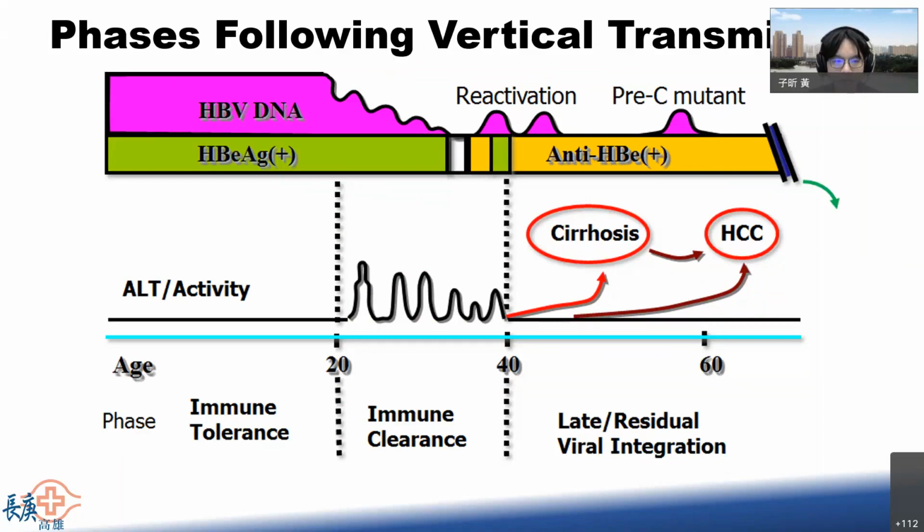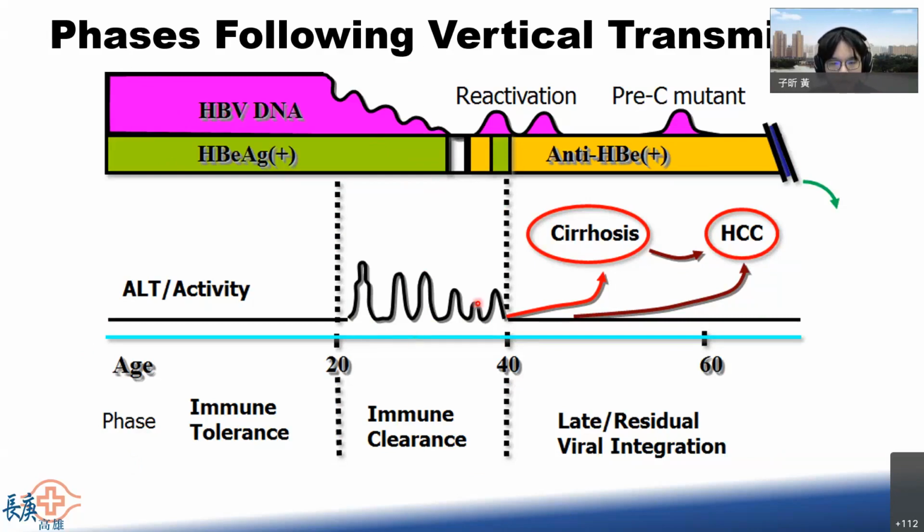That was the horizontal transmission. This is a vertical transmission. For example, a child who is born to a mother with HBV. So HBV DNA is usually very high if the child is initially vertically transmitted, perinatal transmission. And then after about 20 years, the patient may have episodes of hepatitis.